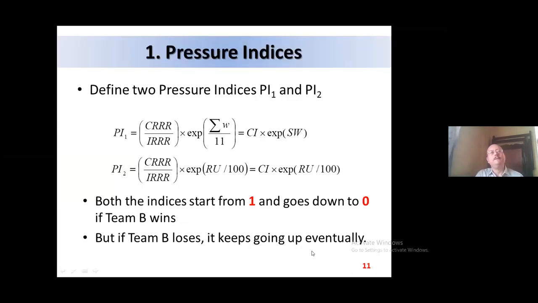Okay, so this is our basic idea. I have some resources which I am utilizing, and I have a target which I am trying to achieve. So I'm looking at the required run rate as a ratio with the original run rate, and on the other hand I'm looking at the utilization. These things together tell me how much pressure I am facing, or how difficult the win is going to be for me.